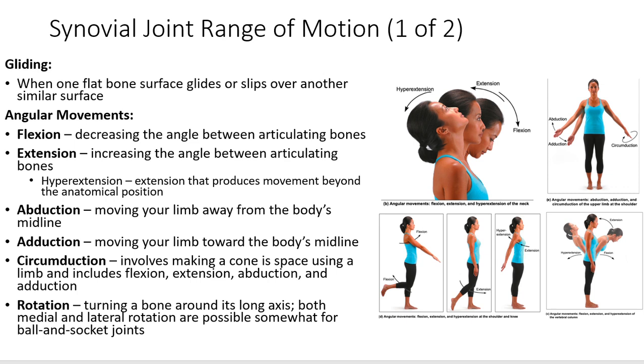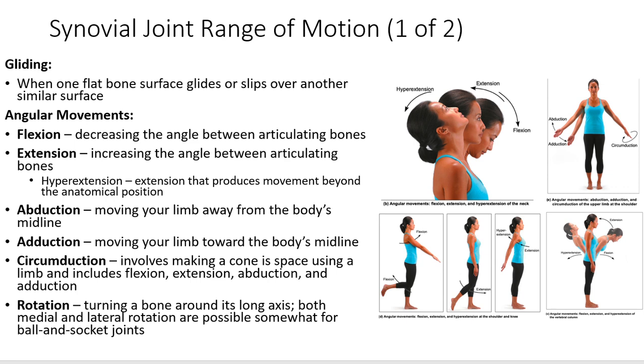Then you have abduction and adduction. For abduction, you're moving your limb away from the body's midline, such as raising your hand. For adduction, you're moving your limb toward the body's midline, such as the second movement in jumping jacks. And for circumduction, you're making a cone in space using your upper or lower limb, and that involves flexion, extension, abduction, and adduction.